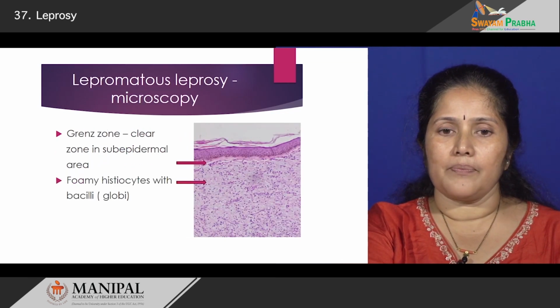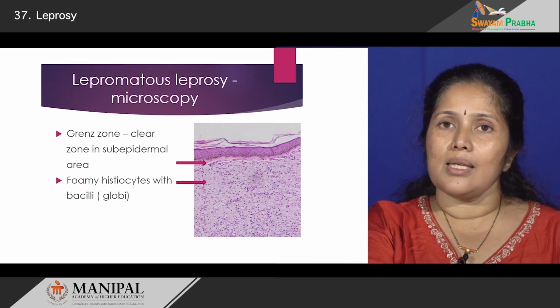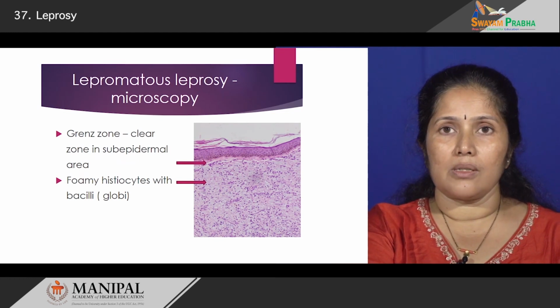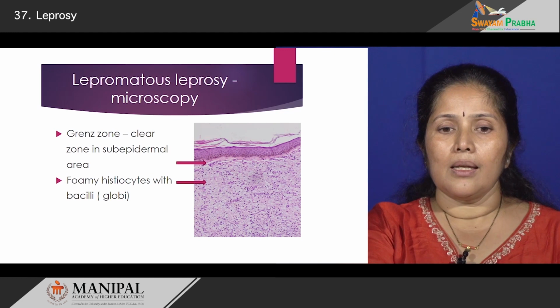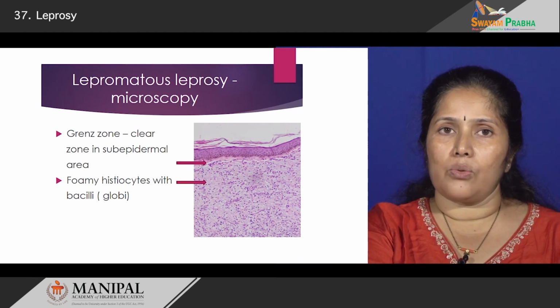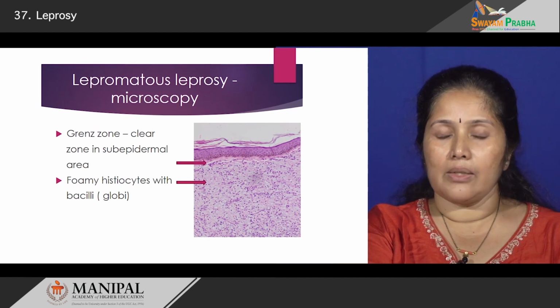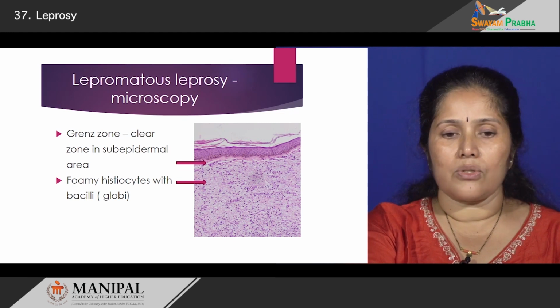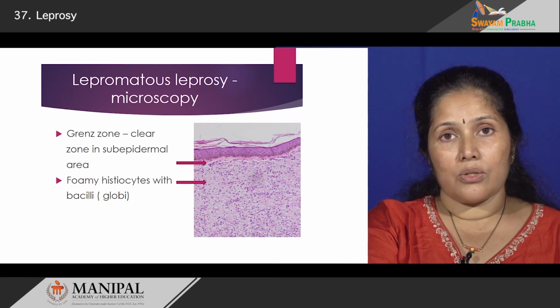So, what do you see in the microscopy? Now, in the microscopy, as this picture is showing, we have what is known as a Grenz zone. So, what is a Grenz zone? A Grenz zone is a clear zone between the lesion in the dermis and the epidermis. So, the clear zone is known as the Grenz zone. Now, below the Grenz zone, what do you see?